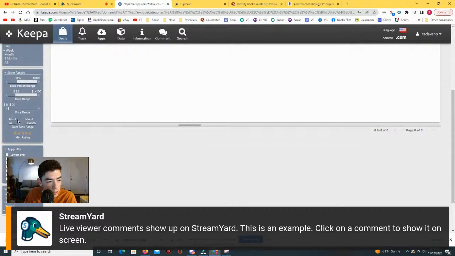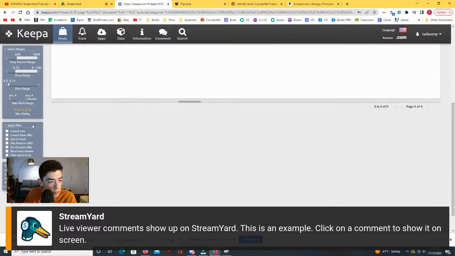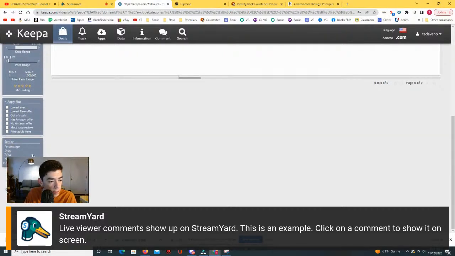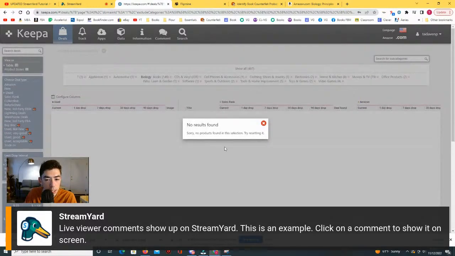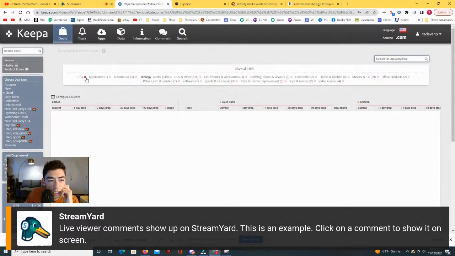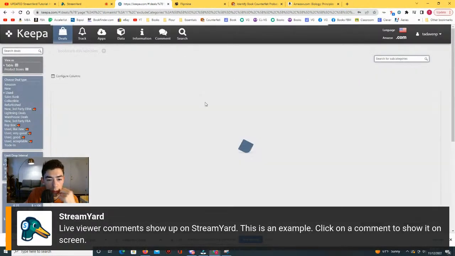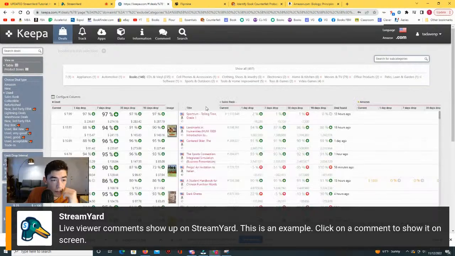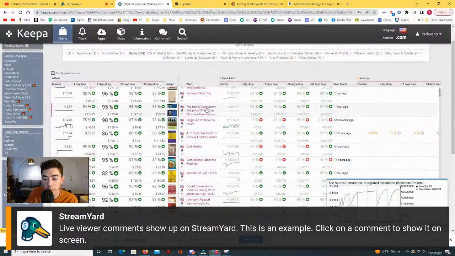We want the sales rank here to be between, the min would be just 1, and we go to 1500 max. And let's filter by the drop. Like that. And then what we have to do up here is, these are all the different categories that found products based upon these parameters. So what we'd want to do is click the books. And so there we go. We have books that meet this criteria.